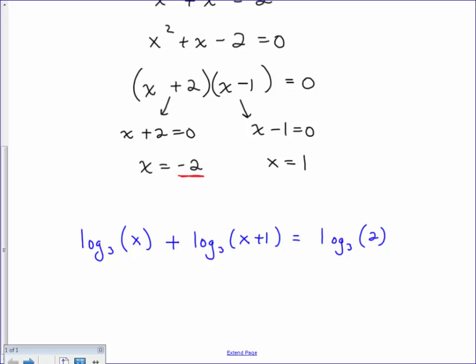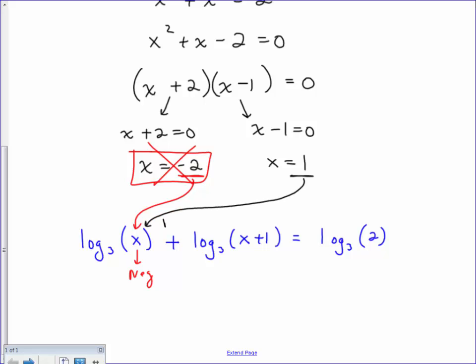If we plug the negative 2 into this first logarithm, we see that that would make the argument negative. And so we cannot use that as a result. We need to scratch it out. If we take the 1 and substitute it in, it would result in a positive value there and a positive value here. So x equals 1 would be the correct answer.